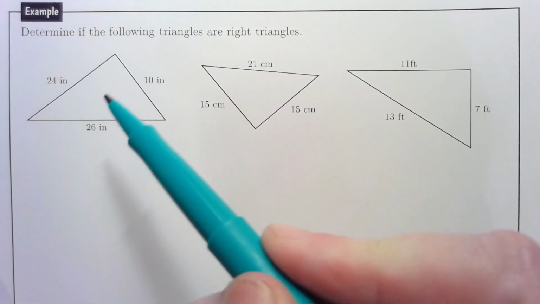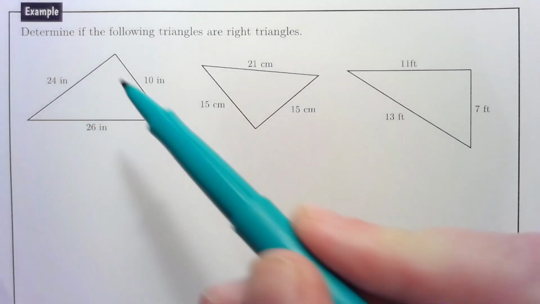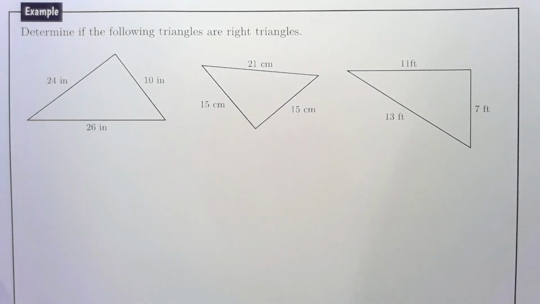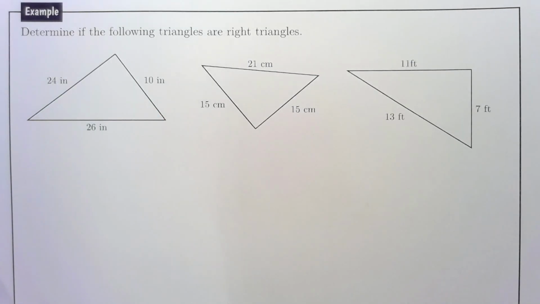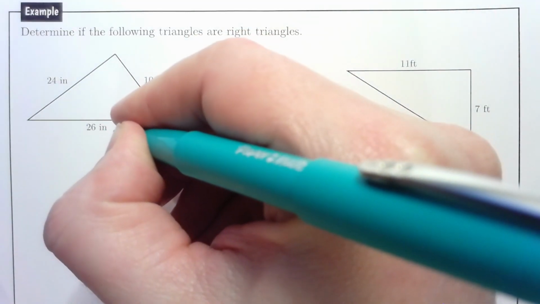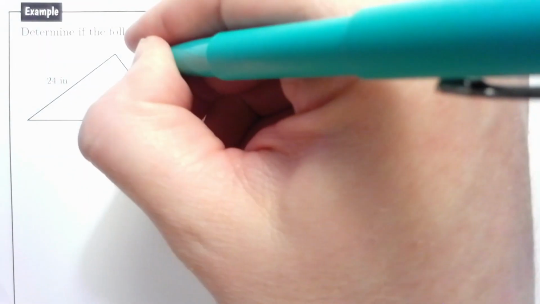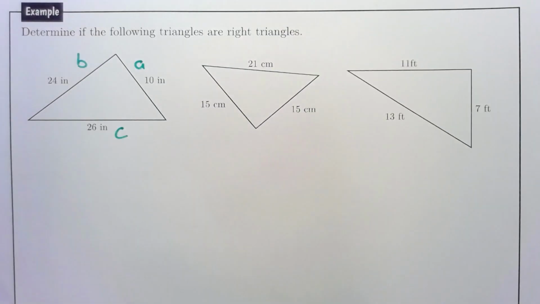So let's look at the first triangle here. I have three sides. I need to label them A, B, and C. Now, if C really is a hypotenuse, it needs to be the longest one. So I'm going to label this side, the 26 inches, as C. That leaves my other two sides as A and B. Now, it doesn't matter which one's which, as long as they're each labelled as our two legs, A and B.